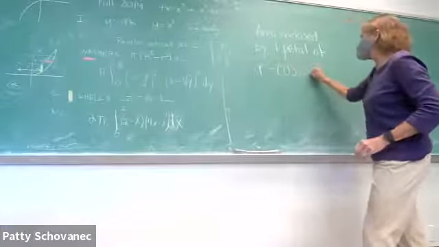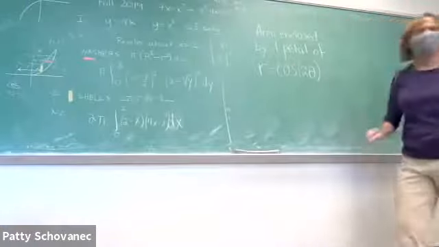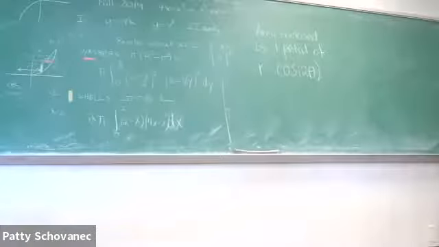How many petals does r is equal to the cosine of 2 theta have? 4. Four petals. And you said you like cosines because they're symmetric about the x-axis. So the tip of one of the petals is going to be when theta is equal to 0, because cosine of 0 is 1.